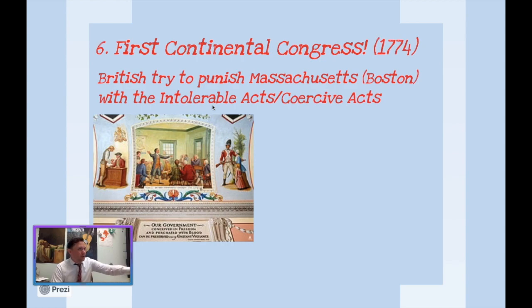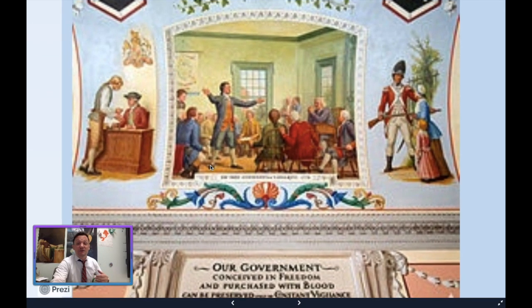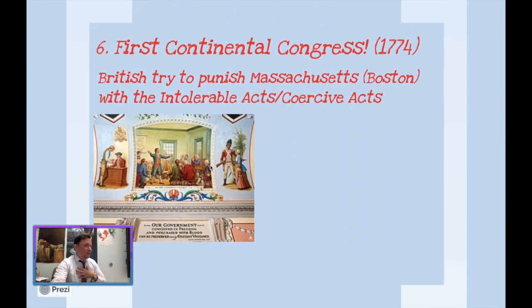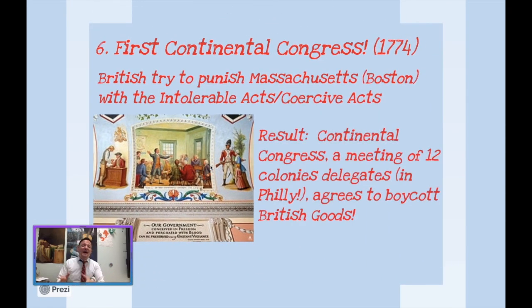This is intolerable that you try to allow soldiers to just live in our homes or in abandoned houses in our cities and stuff like that just because they're British soldiers of your government, right? And so what's going to happen is the Continental Congress is called. And the Continental Congress is called, oh, I don't know, in Philadelphia. They're actually going to have a massive meeting, and the result is that 12 colonies' delegates, it's all going to go down in Philly, are going to agree to boycott British goods.